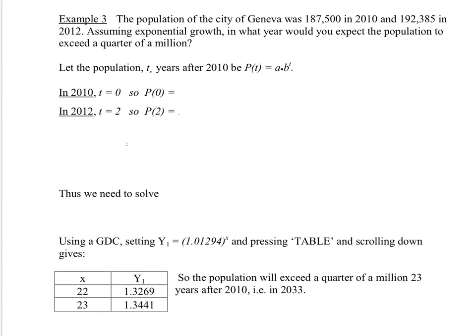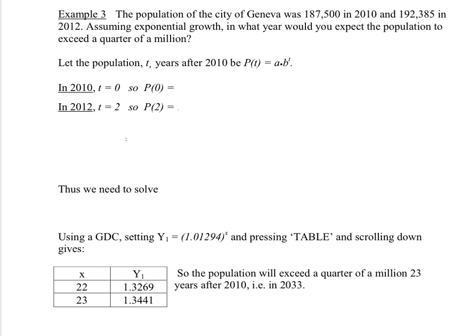Now here's a kind of practical question, quite a difficult question involving the natural exponential function or exponential functions in general. Here we've got the population of the city of Geneva being just this number in 2010, growing to this number in 2012. Now, if we assume that the population is growing exponentially, we can then estimate when the population is going to be bigger than 250,000.